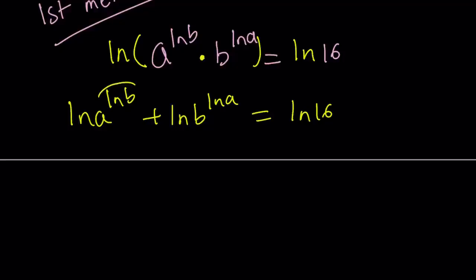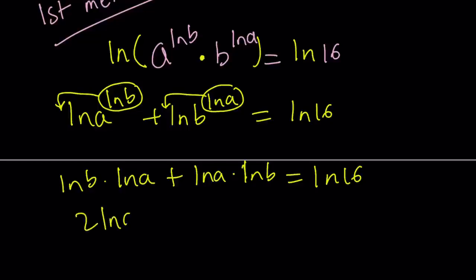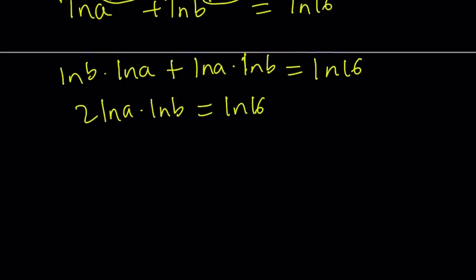Awesome. Now we can go ahead and move the powers down. That was actually the goal, why we ln both sides. When you do that, you're going to get the following. ln b times ln a, that is a plus sign, plus ln a times ln b equals ln 16. Interesting. Aren't these two expressions equal? They are, right? It's just the commutative property. So this means 2 times ln a times ln b is equal to ln 16. So we're looking for ln a times ln b, which is half of this. So ln a times ln b is ln 16 divided by 2.